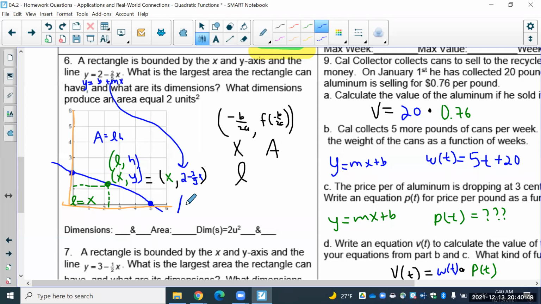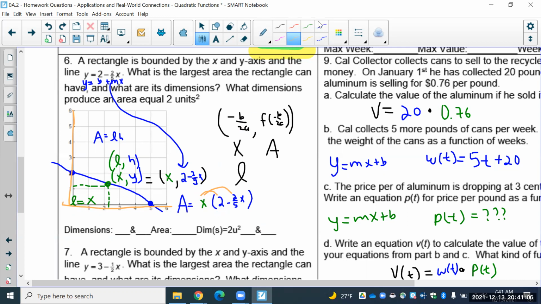So the area is going to come out to x, and then times the height, which is 2 minus 2/5 x. You're going to want to distribute that. And then it becomes just a normal problem. It's going to be very similar to the one above after this point.